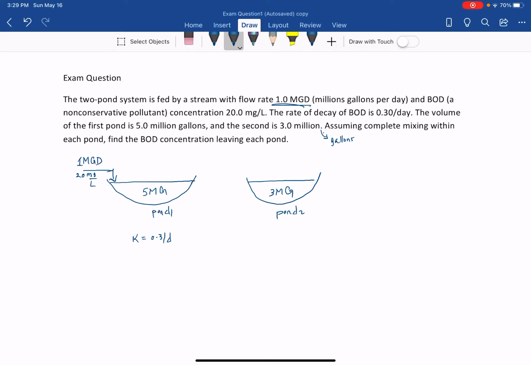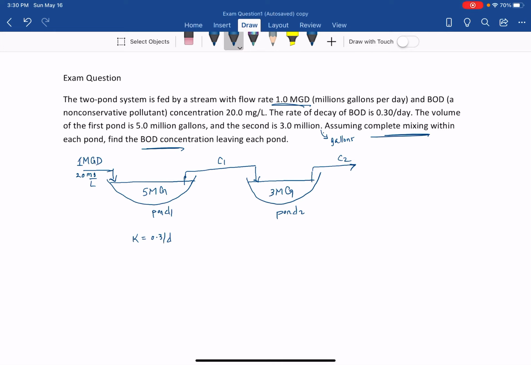Once the treatment finishes in the first pond, the effluent leaving it will go to the second pond, be reacted there as well, and then leave the second pond to the outside. So these two ponds are in series. Now, with complete mixing within each pond, we need to find the BOD concentration leaving each pond, so we need C1 and C2.